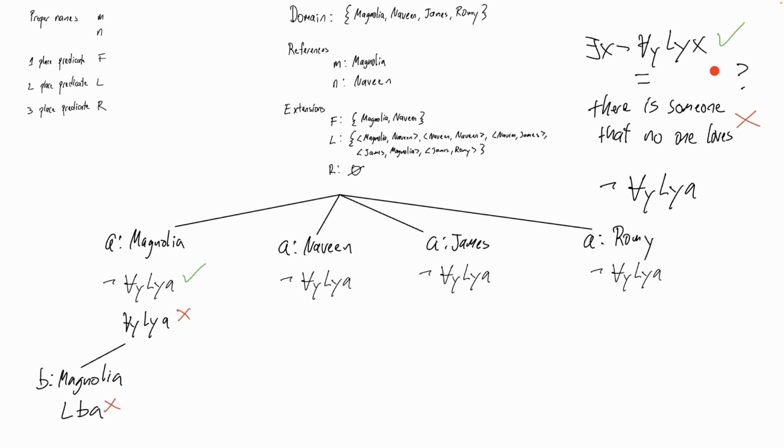So that formula is not saying the same thing as there is someone that no one loves, because that English statement is false on this valuation, whereas the formula is true. So what is the formula saying? It's saying that there is someone that not everyone loves. And Magnolia is an example of such a person here, because it's not true that everyone loves her. And we know that because not even Magnolia loves Magnolia in this little model or valuation that we've built.